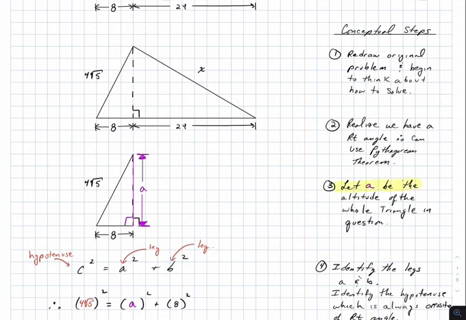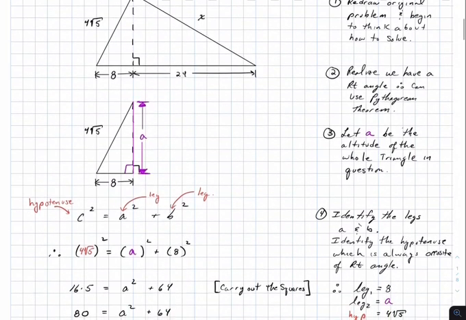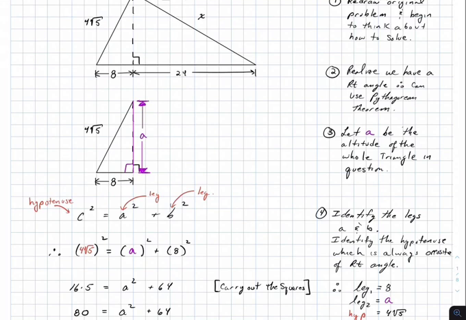Let A be the altitude of the whole triangle in question. How I would have simplified it is: let A be the altitude. So we have a variable and we define what it is within our problem. That's essential because that's our unknown, right? That's what we're trying to figure out. So it's like a game, a puzzle.